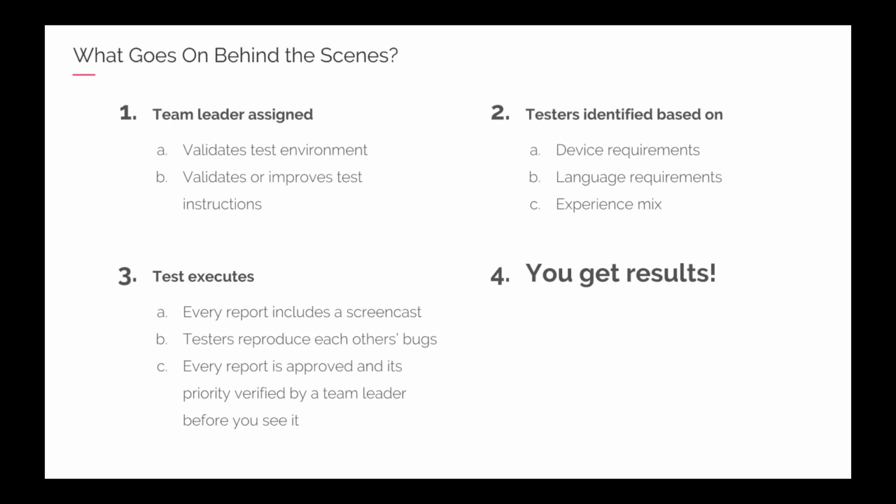What we try to do with the assignment algorithm is find the right mix of people for each test. That's some combination of what devices do they have, because different tests have different coverage requirements, what languages do they speak and read, and how experienced are they, not just as testers, but with your app.